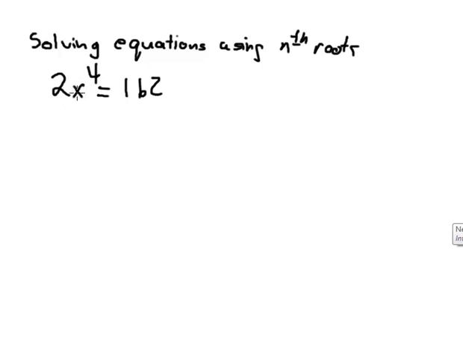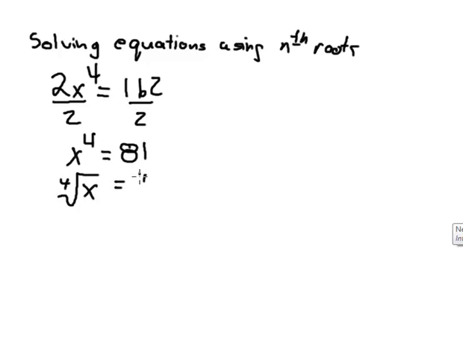And so right now we have 2x to the fourth. We want to just have x to the fourth. So I'm going to divide both sides by 2. And then I get x to the fourth equals 81. Now I need to take the fourth root of both sides.